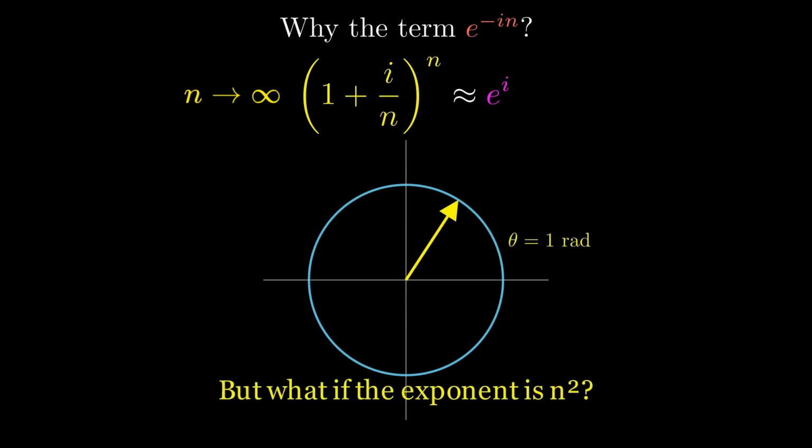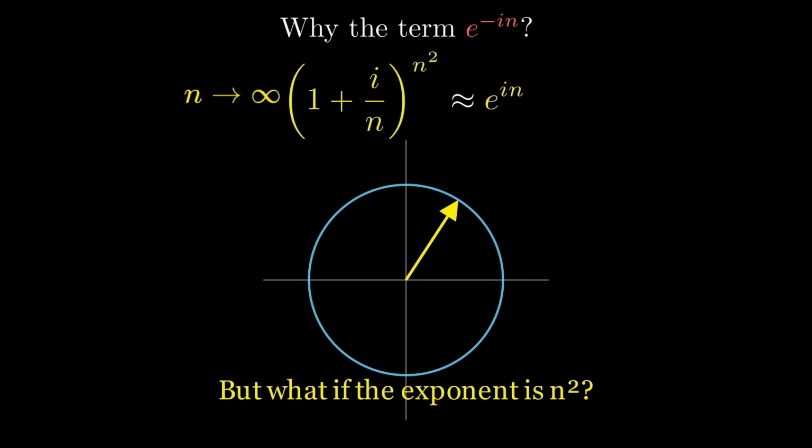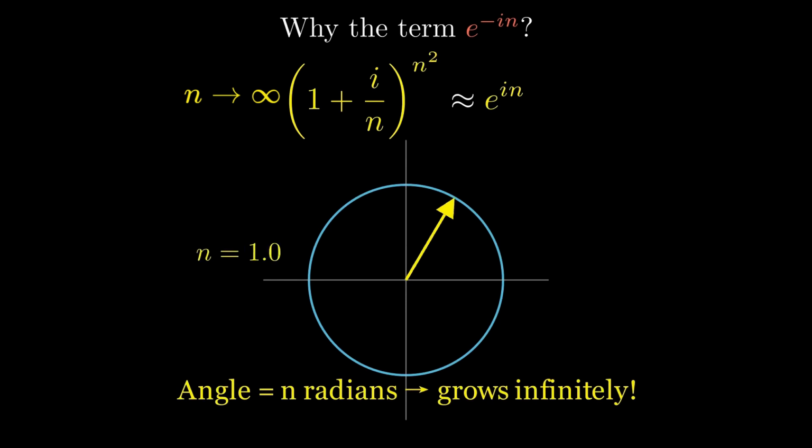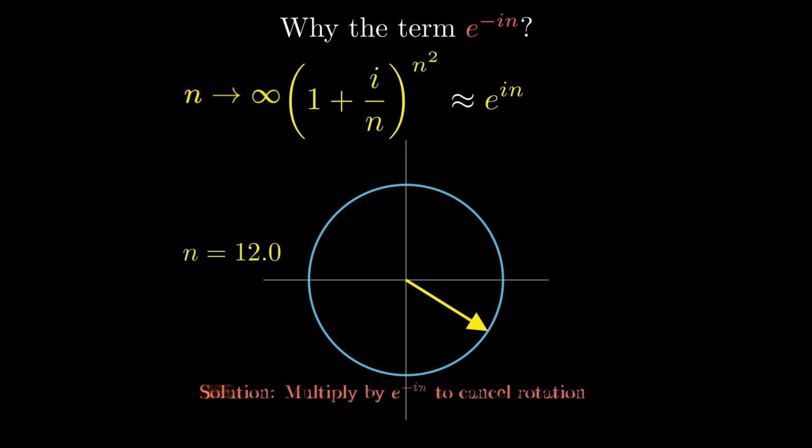Now here's the problem. What if the exponent is n squared? Then (1 + i/n)^(n²) behaves like e^(in). That means the angle is n radians, and n grows without bound, so the arrow keeps spinning and spinning forever. So how do we stop the spin?